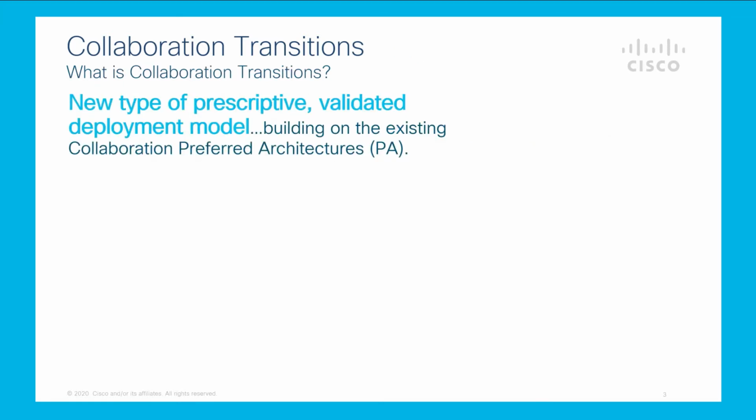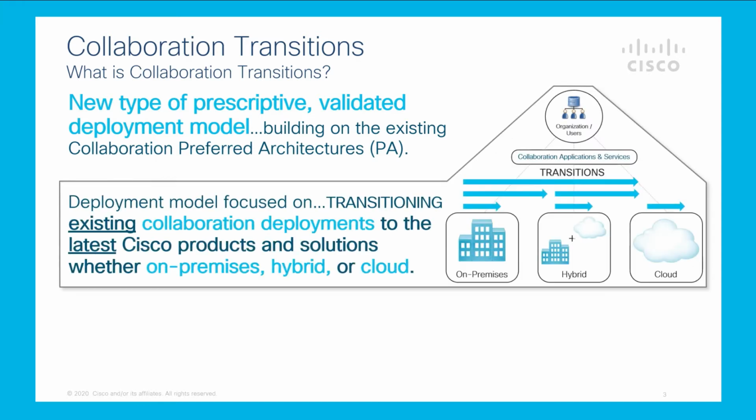Before we continue, let's make sure we are clear on what the Collaboration Transitions Program is. The program delivers a new type of prescriptive validated deployment model which builds on the existing collaboration preferred architectures, or PA. The deployment model is focused on transitioning existing collaboration deployments to the latest Cisco products and solutions, and that's whether these are on premises, hybrid on premises and cloud, or just cloud.